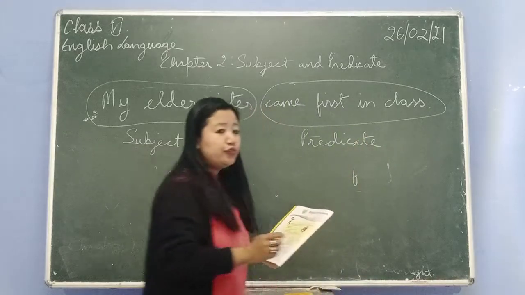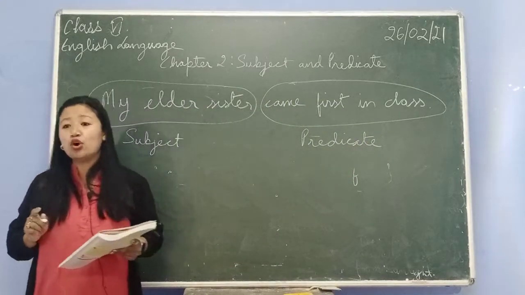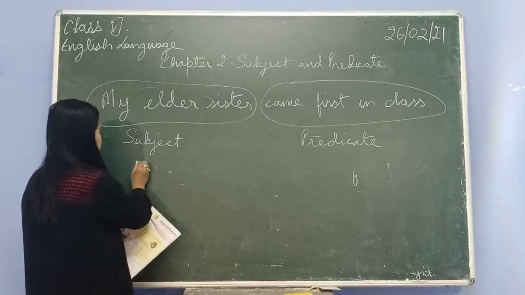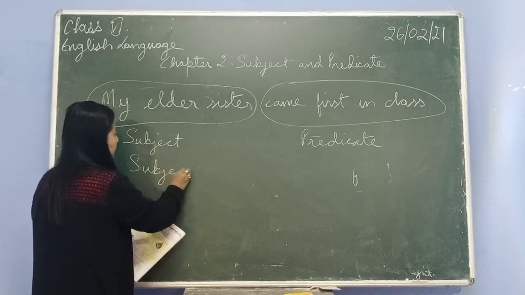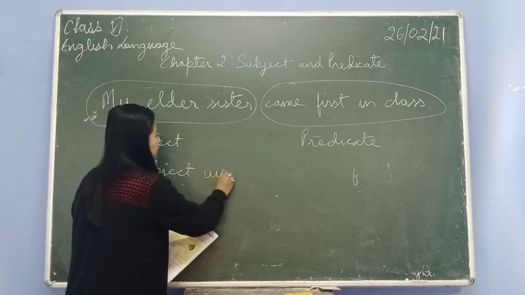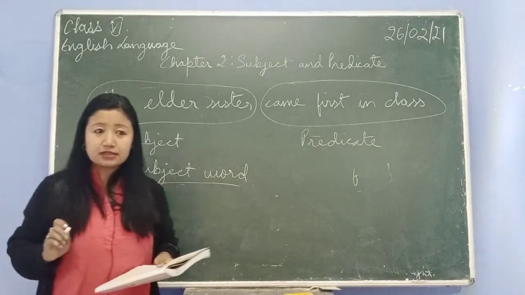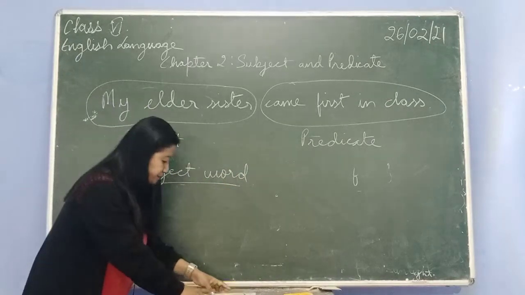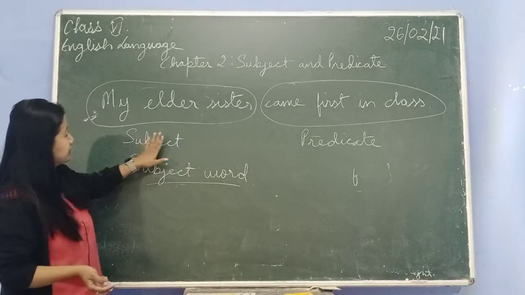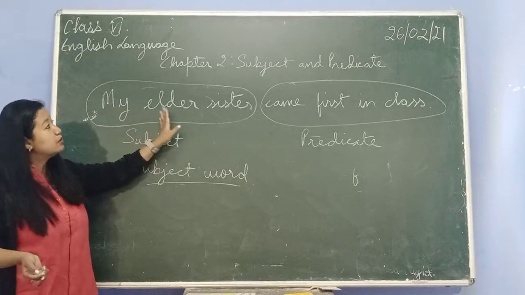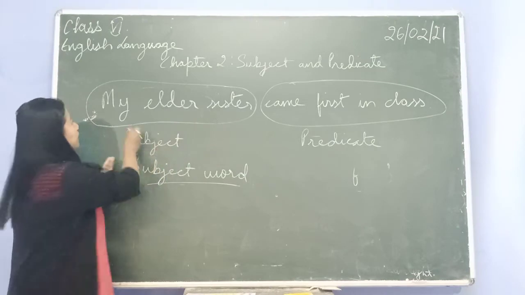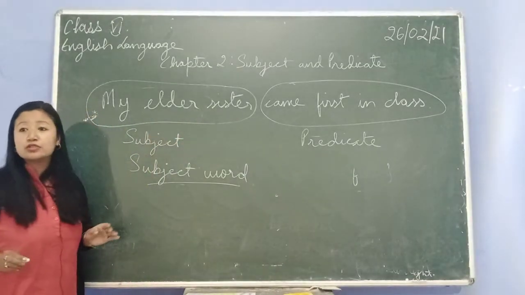Okay, now if you look at your book, there is something called subject word. Any idea what this is? Okay, so here if you see the sentence, now which one is the most important here? My elder sister. Which one is the most important?